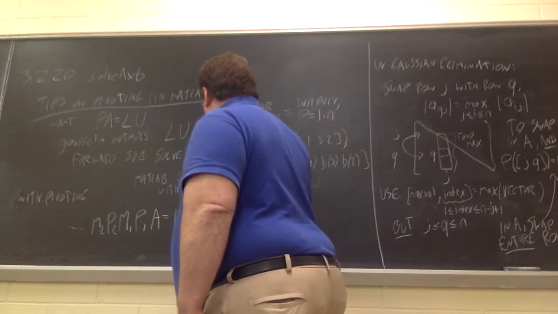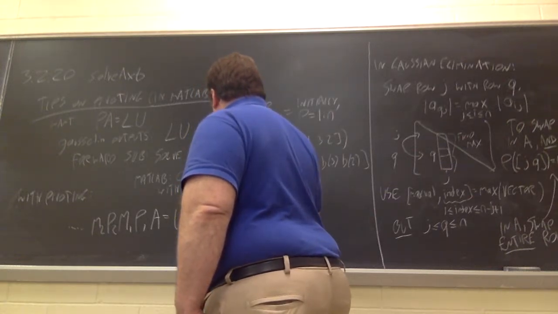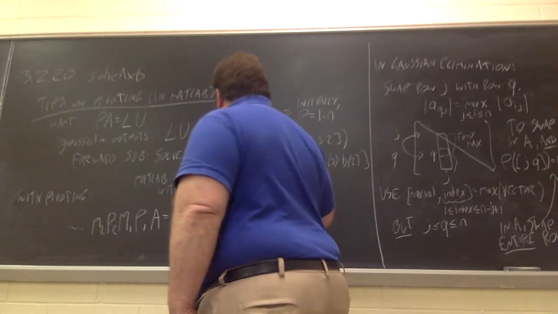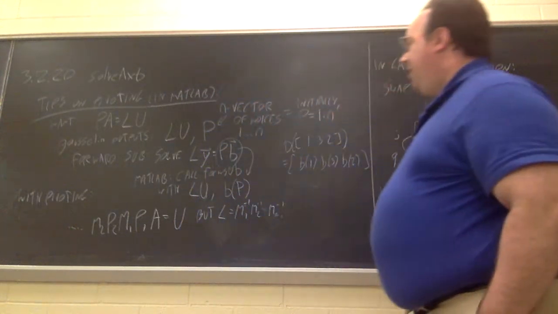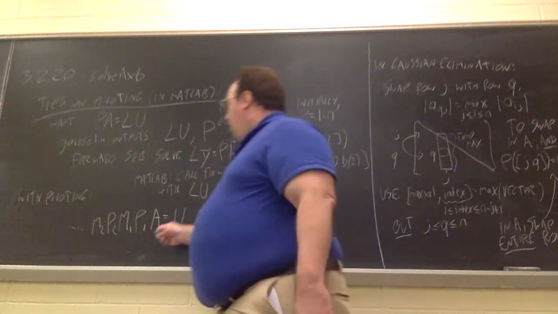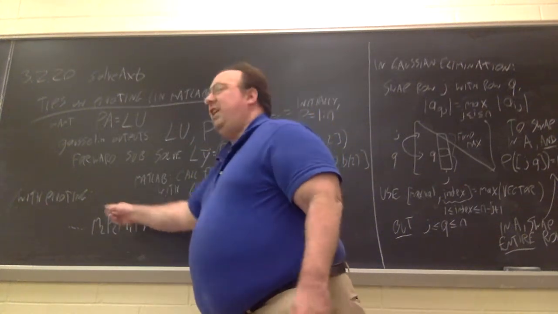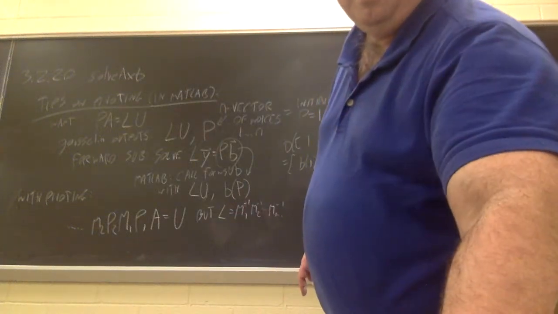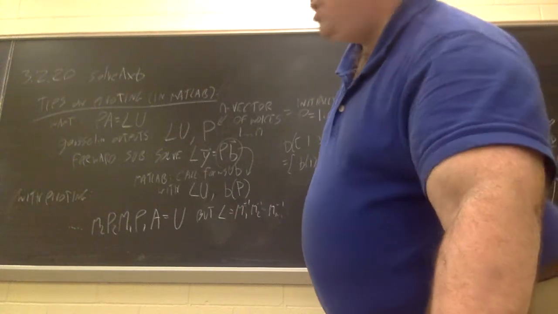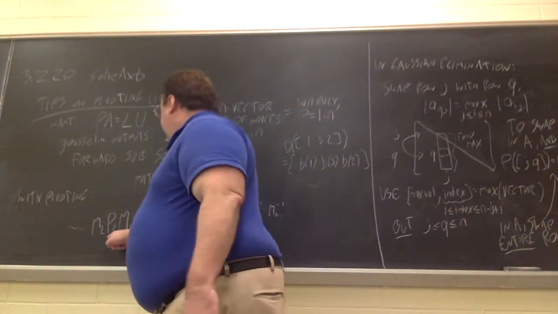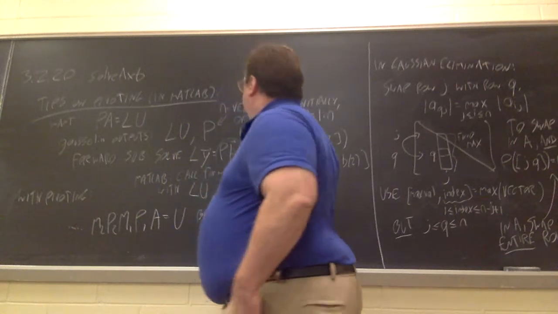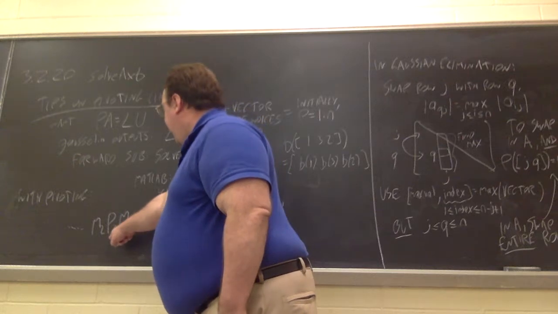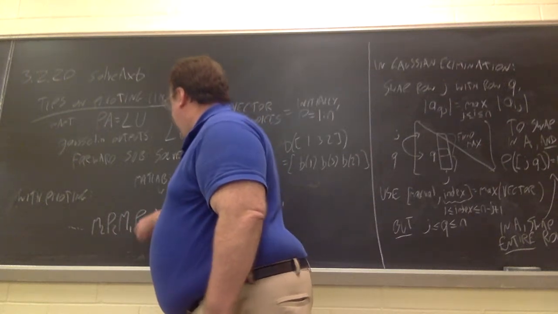But L is supposed to be M1 inverse, M2 inverse. All the inverses are put together. So if these are alternated like this, I can't rearrange these. I'm not allowed to do that because matrix multiplication is not commutative. So how can I justify, because I want this factorization, PA equals LU. I can't simply take all these permutations and move them up front.